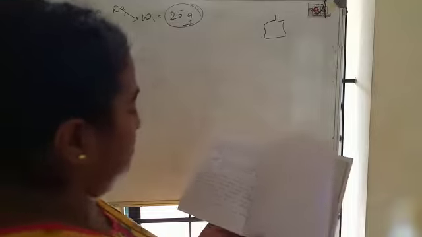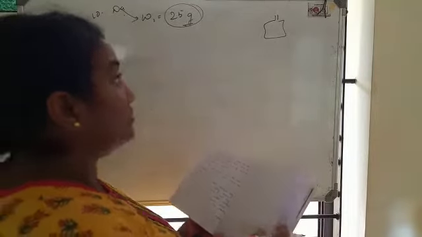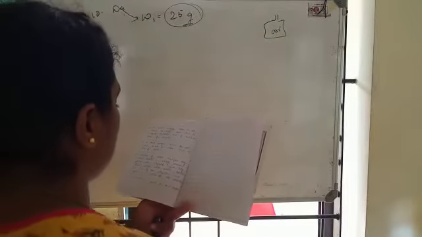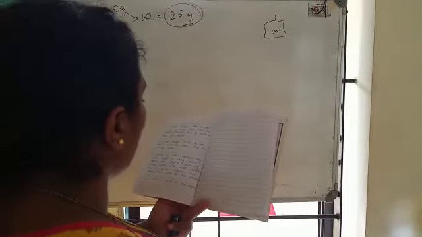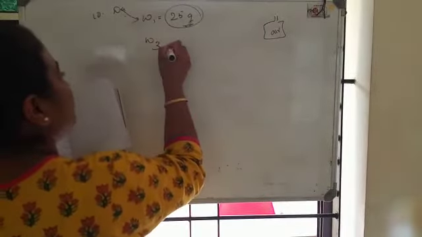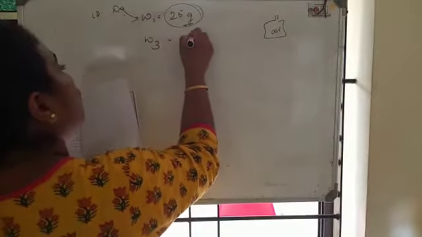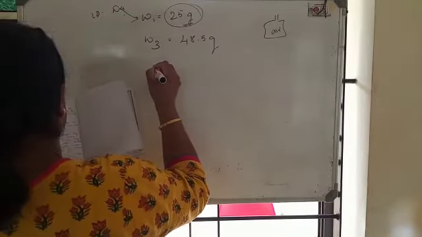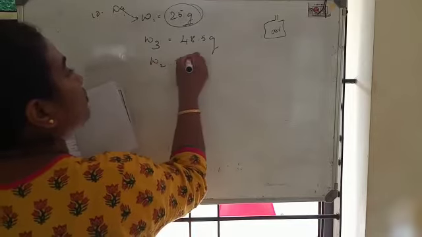When empty means when filled with air. Okay, when empty, 25 grams. Then 48.5 grams when filled with liquid. So the liquid is W3 equal to 48.5 grams, and 50 grams when filled with water, that is W2 equal to 50 grams.